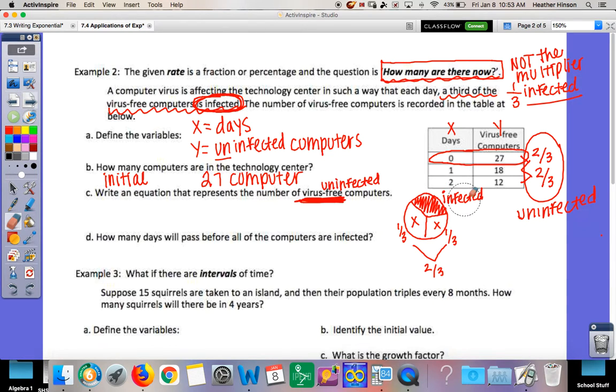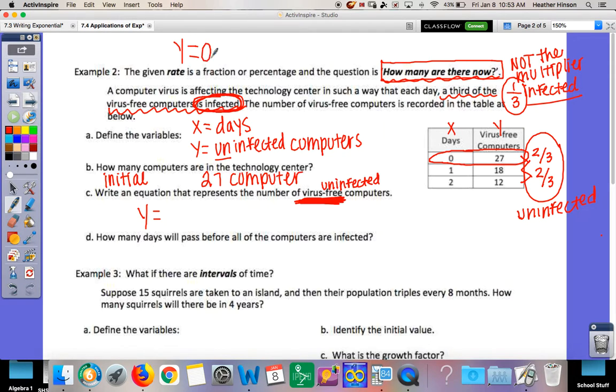It just depends on what the question asks for. If the question asks for uninfected computers, we use 2/3. If the equation had asked for infected computers, we would have used 1/3. Just watch your equation question. Watch what it asks for. It's very specific.